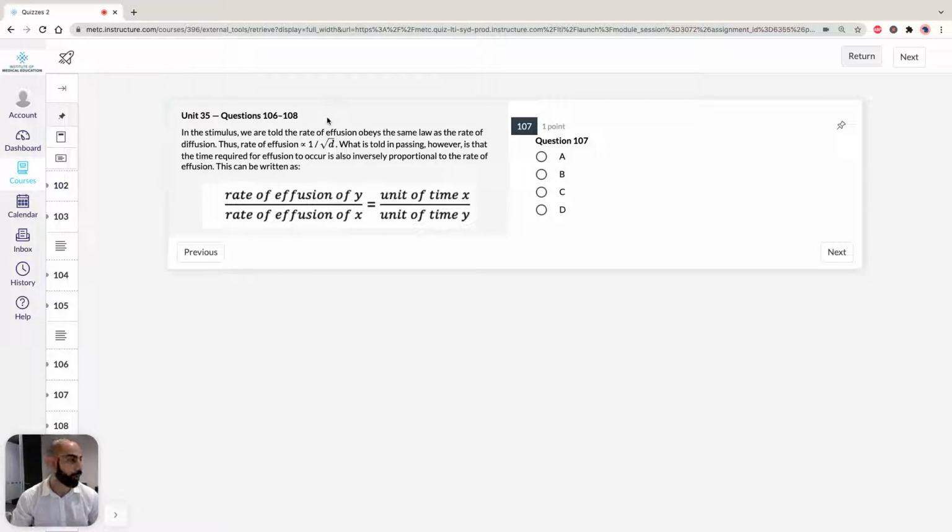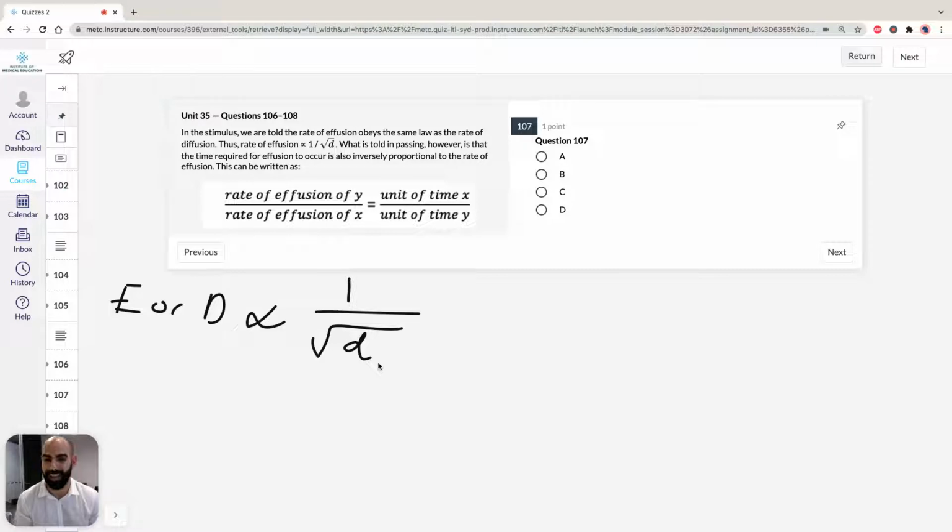In this unit, we're going to take a look at Graham's law of diffusion and effusion, and we've been told that the relationship is that they're inversely proportional to the square root of the gas's density or mass. So we can write it here as D is inversely proportional to 1 over the square root of the density or the mass of the gas.